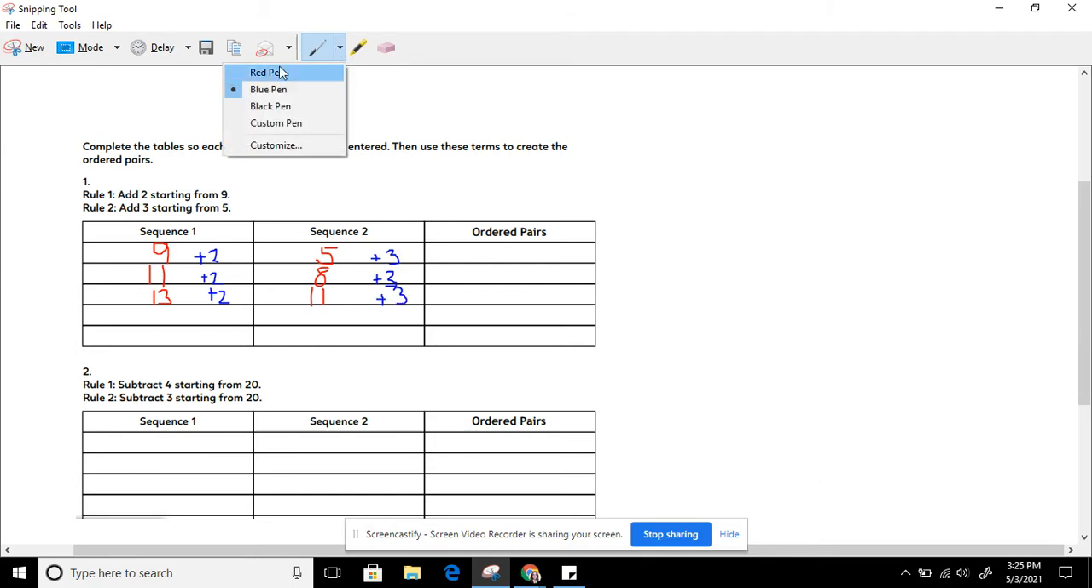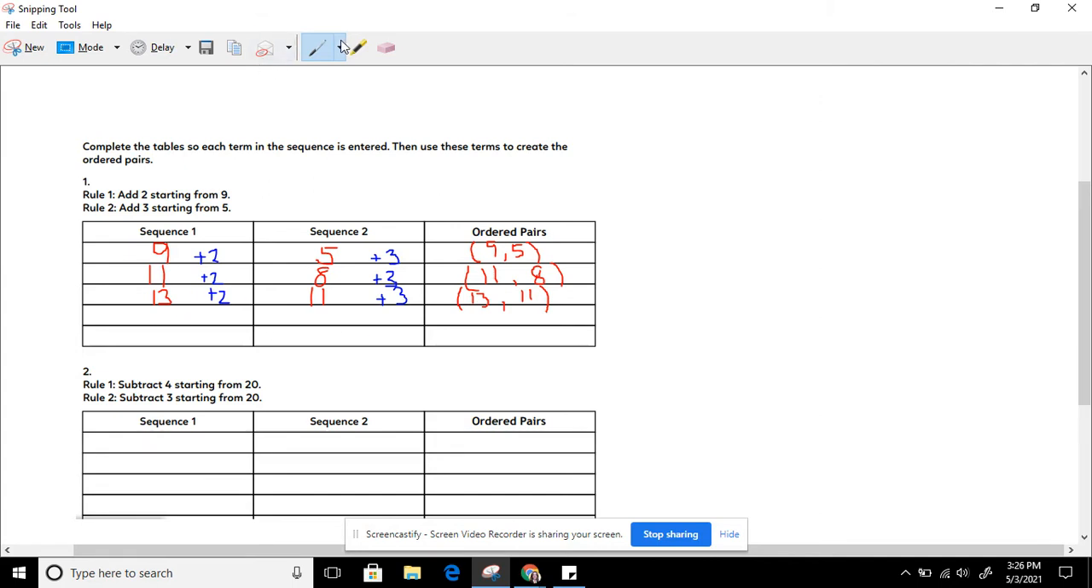Then what you're going to do is you're going to write the ordered pairs. So our first ordered pair is 9, 5. So don't forget your parentheses, 9, comma, 5. Our second ordered pair is 11, 8. So parentheses, 11, comma, 8, end parentheses. And our next one is 13, so parentheses 13, comma 11, end parentheses. Okay, and you'll finish the chart for number 1.